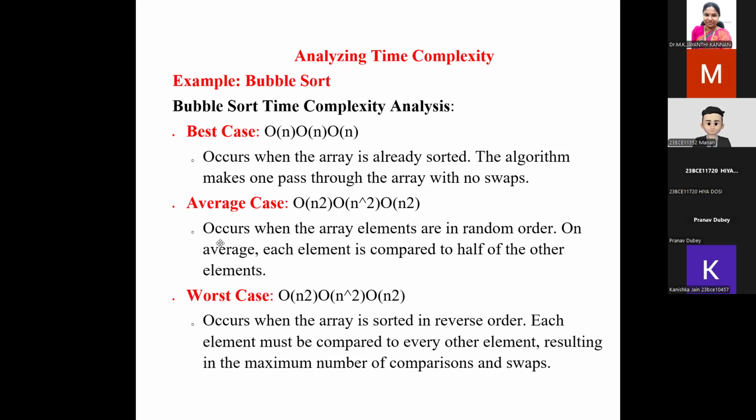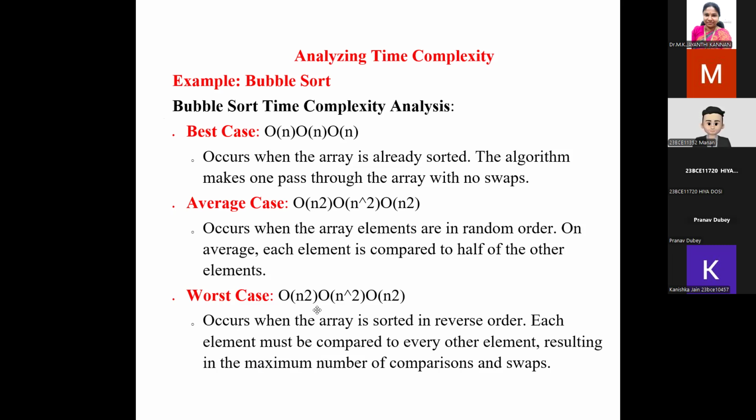For the best case, for n numbers, only one pass is enough. For given n numbers, the time complexity of bubble sort in the best case is order of n. In the average case, for n numbers, you need to go through n square passes. It occurs when the array elements are in random order, and on average each element is compared to half of the other elements. Each number is compared with the remaining elements, and swapping also happens. Then it is called the average case.